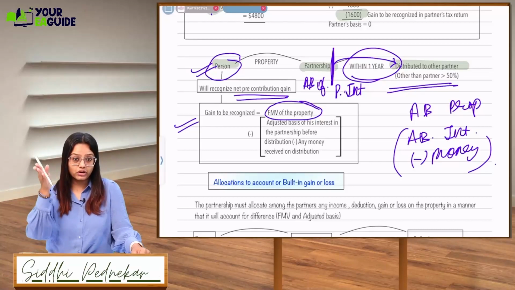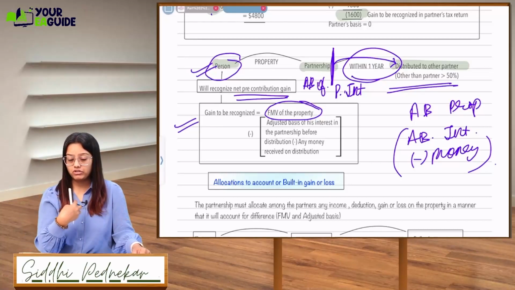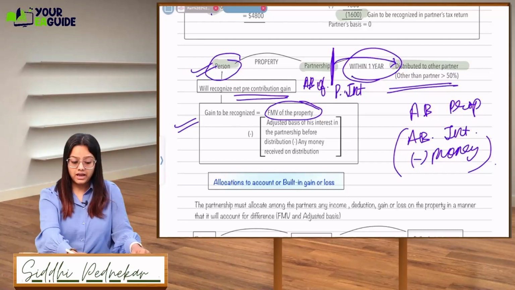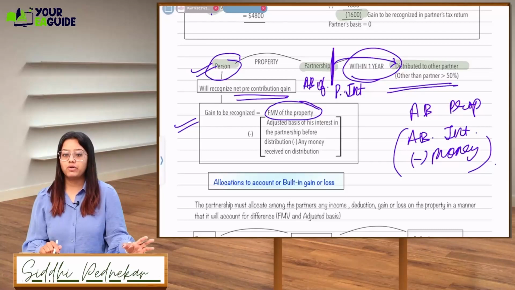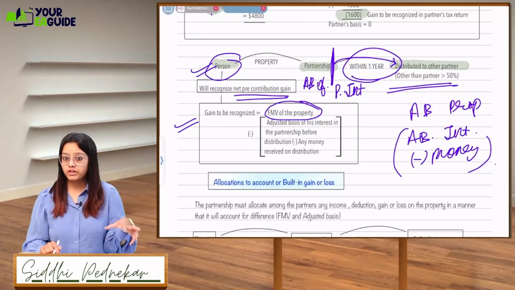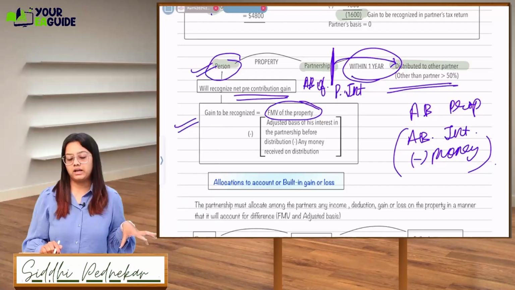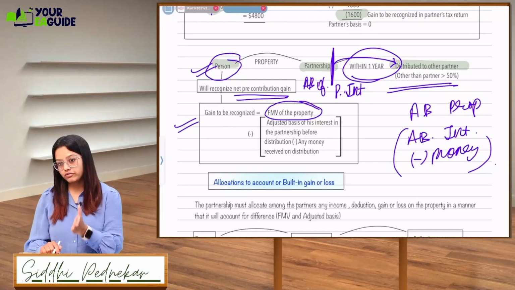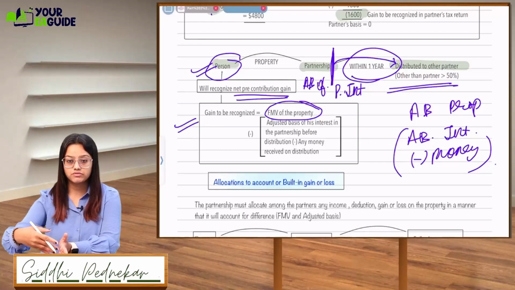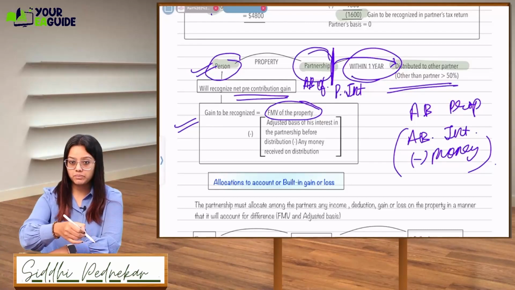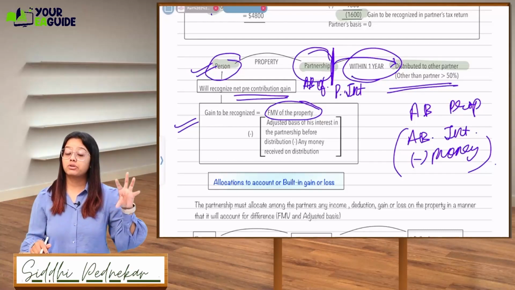Pre-contribution means before contribution, like there was a gain. Now when you contributed the property, there is a gain. FMV of the property is say $100,000. You might have purchased it so many years ago at just 50,000. So 50,000 was the gain that you didn't recognize at that time. But now within 1 year of your transaction, the partnership firm is selling it to some other party. The partnership firm is having the gain. The whole gain will not be recorded as a gain for the partnership firm, but a certain gain will be recognized by the partner who contributed in the first place.